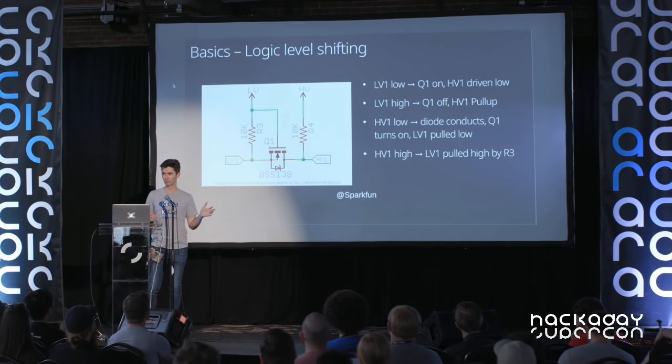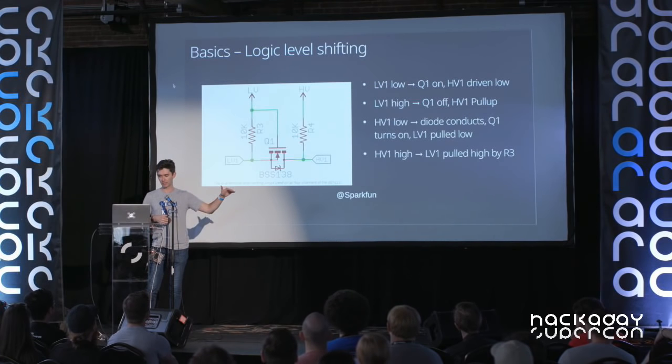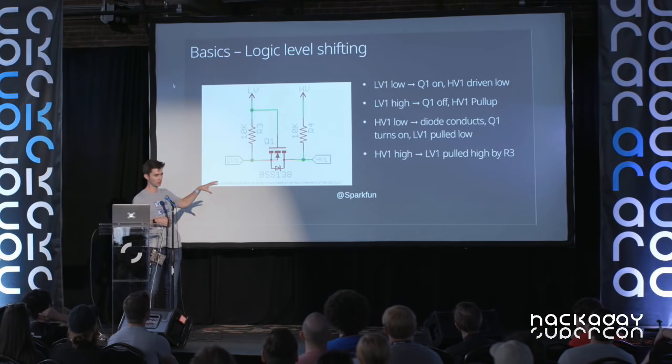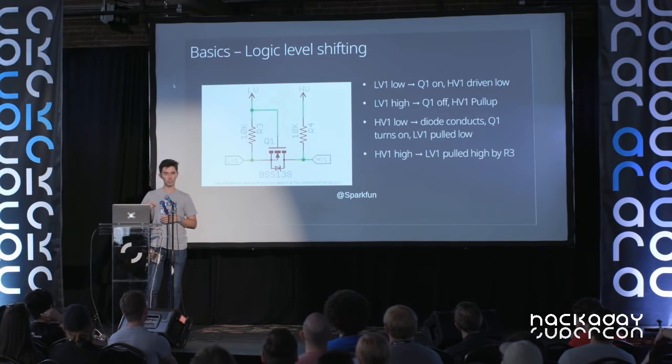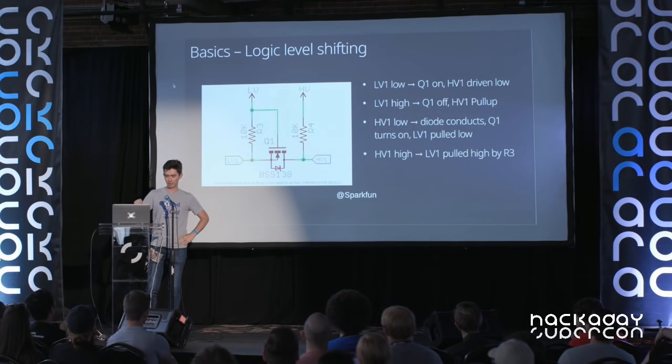Who's seen this circuit before? Anyone here? Okay, good amount of people. What happens here on the left side is, when LV1, the microcontroller's 3.3-volt output, is low, Q1 turns on, because of the voltage difference between the 3.3-volt rail and LV1. There's current flow through that resistor that turns on the FET, and then HV1 on this side gets pulled low.